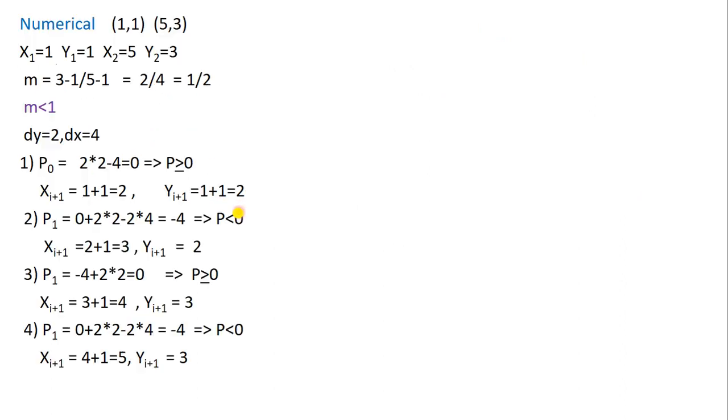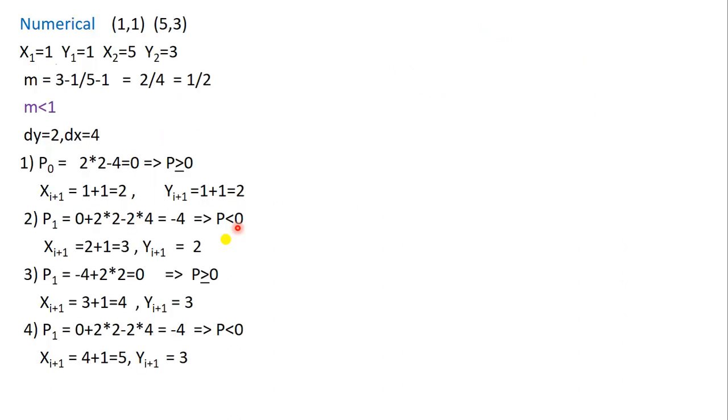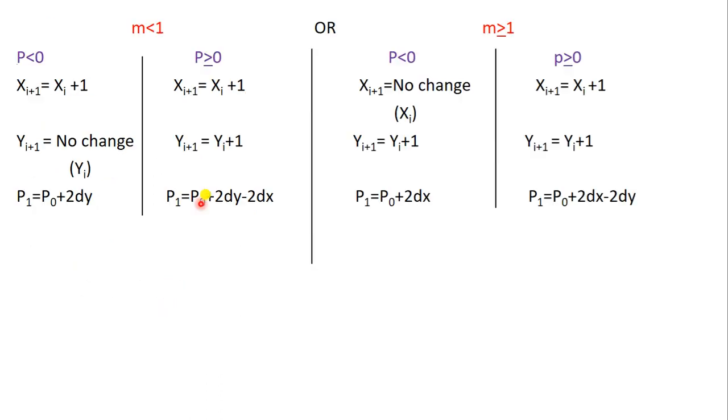After that 2 dy, 2 I have written, into 2 dy means 2 into dy. Okay, 2 into, what is the dy value? 2. So 2 I have put. After that minus 2 into dx. What is the dx value? 4. So 4. So how you have to calculate?